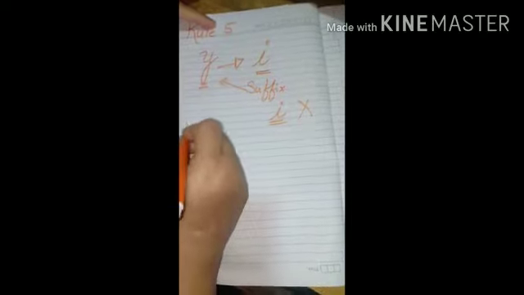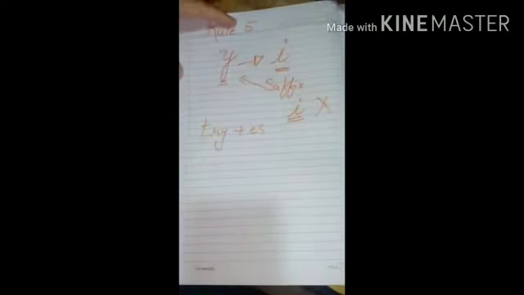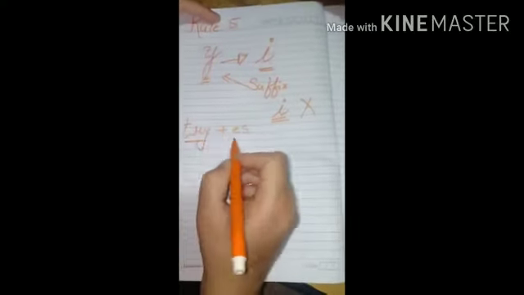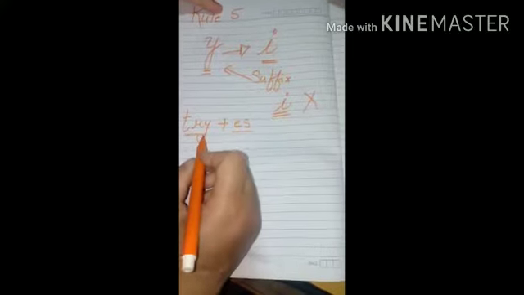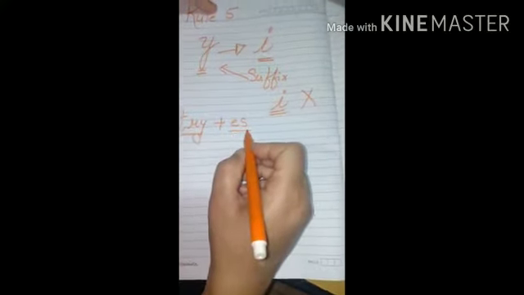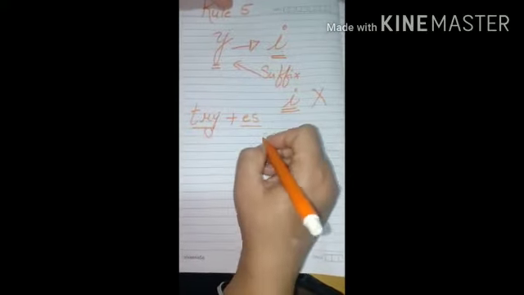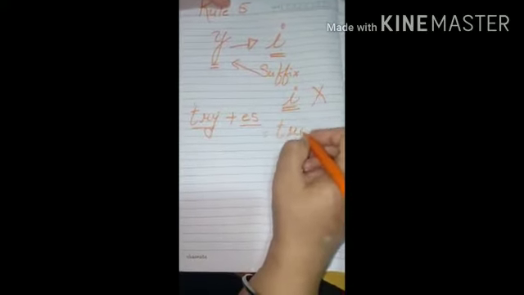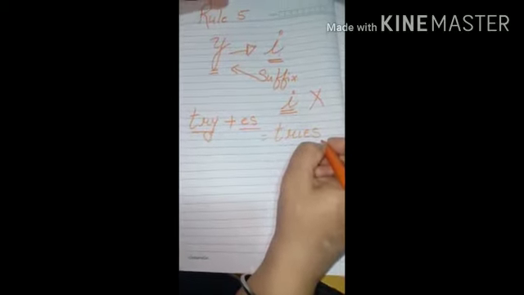Let's take a simple example. Try, and you have to add es to that. The base word is ending with Y. We have to add es. It's not starting with I. So this Y is going to change into I: tries. Now let's move on to the last rule.